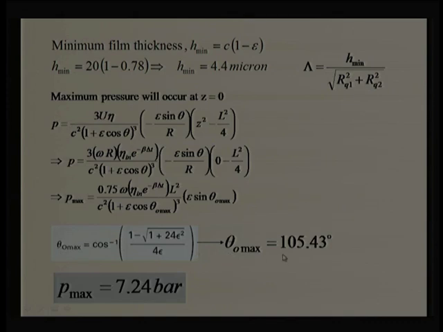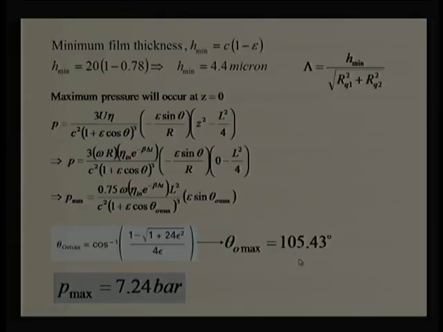In the present case, this is turning out to be 105.4 degrees, and this is different than theta equal to pi. That means the location of minimum film thickness is different than the location of maximum pressure. Otherwise, in many books it has been confused, treating the maximum pressure location and minimum film thickness location as the same. It is not the way. Their locations are different.